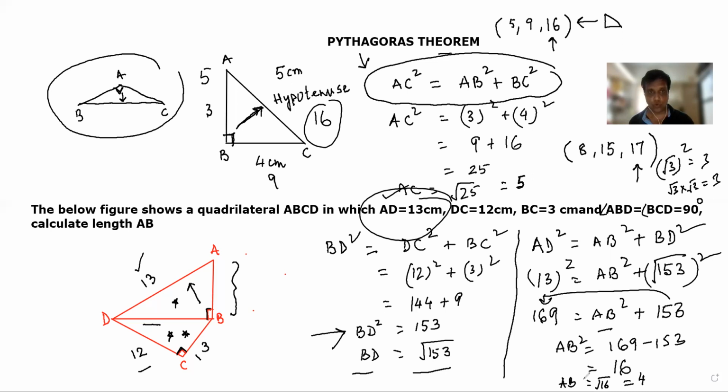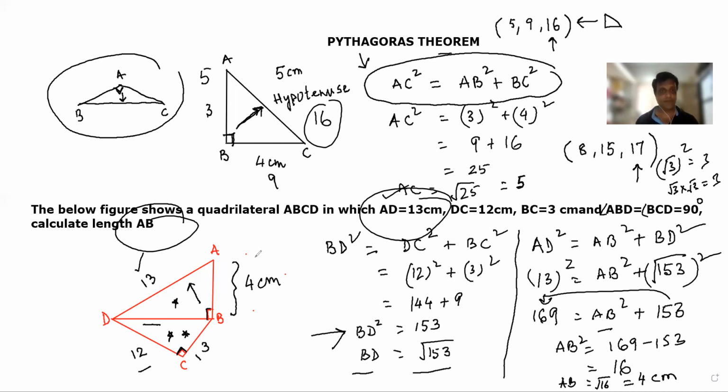And what is this 4? Centimeter. All right. So AB, what we have to find, is 4 centimeter. And this is what we have to calculate. Easy one. The more you practice, the more you will be comfortable with the Pythagoras theorem.